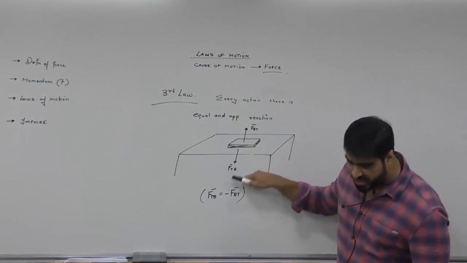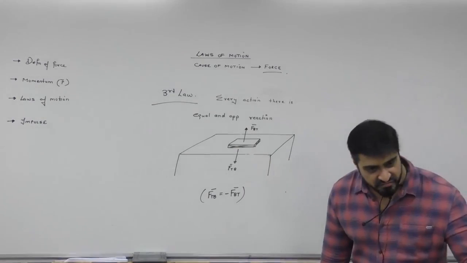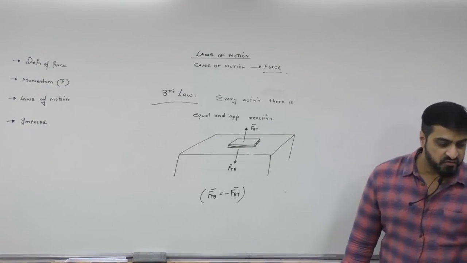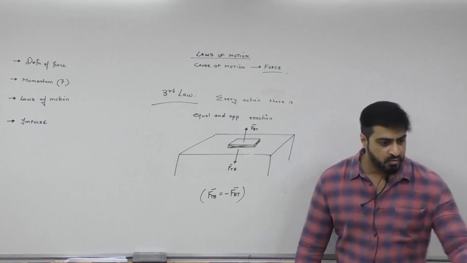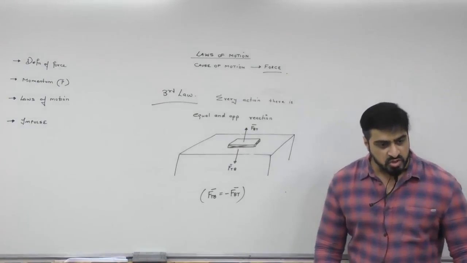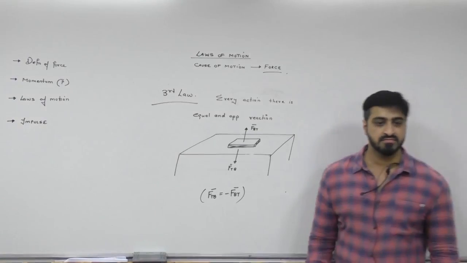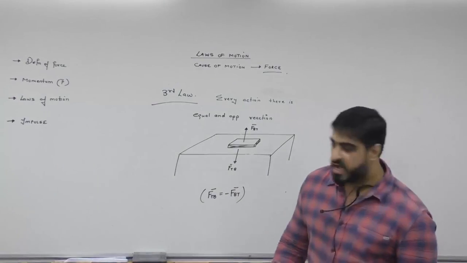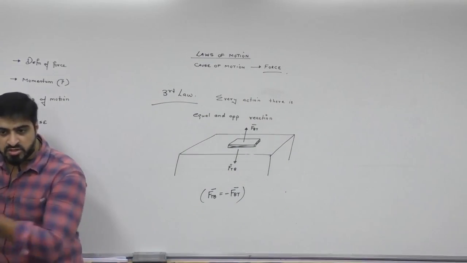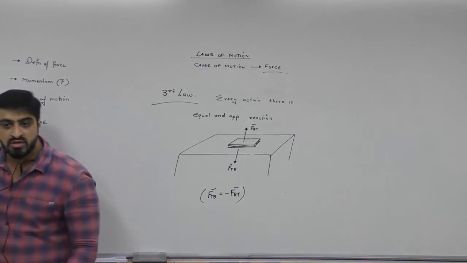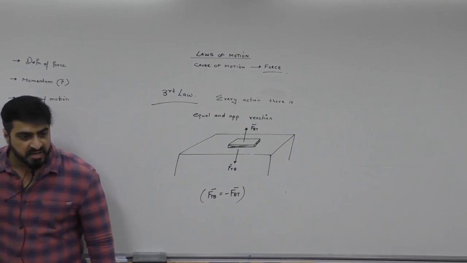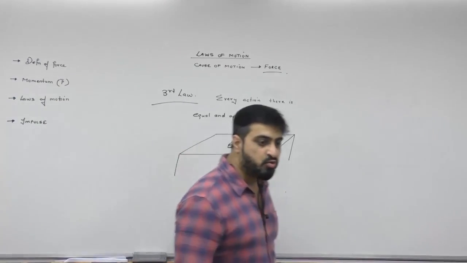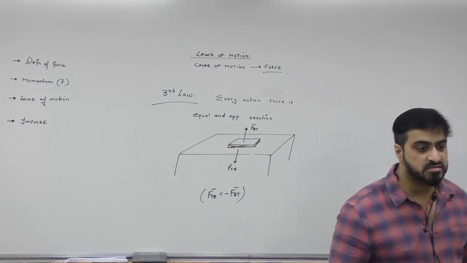FTB is acting on the table. FBT is acting on the book. How can they cancel? They are acting on two different bodies. One force is acting on him, other force is acting on me. How will they cancel? Force on the same body will cancel. I am pushing the wall. The wall is also pushing me. Will they cancel? No. I am pushing by 100 Newton. He is also applying 100 Newton. They will not cancel. Because they are acting on what? Two different bodies.